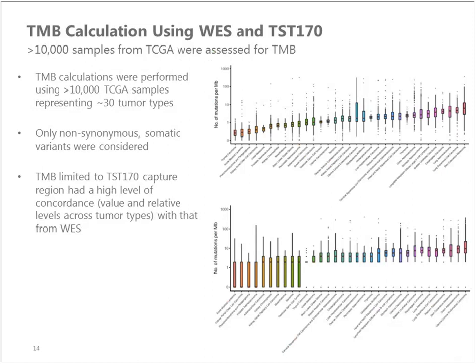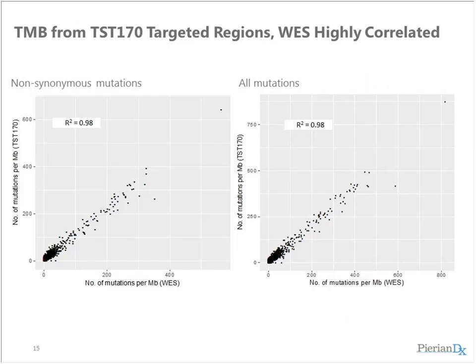When we limit the capture region to the TST170, there's still a high level of concordance, both in value and relative levels across tumor types. That is, tumor types known to have low tumor mutation burden in the literature continue to have that whether we analyze using whole exome or TST170. This is shown further here, where through direct correlation and concordance, we can show that either all mutations, shown on the right, or non-synonymous mutations, if you only use them, are both highly correlated to whole exome-based analysis after limitation of those variants within the TST170 capture region.